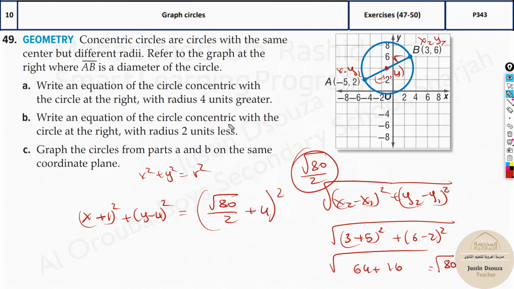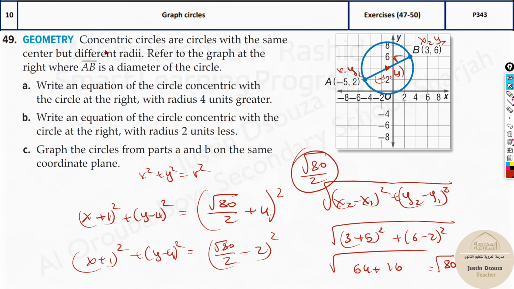Next one, write an equation of the circle concentric with the circle at the right with radius 2 units less. I'll just write it out over here. (X plus 1) the whole square plus (y minus 4) the whole square equals. Here all you need to do is (root 80 by 2 minus 2) the whole square. This is the answer. Graph the circles from parts A and B on the same coordinate plane. Over here, if you have a compass, you just have to do this in the calculator and then draw that radius and one more radius. So that is how we would do it.